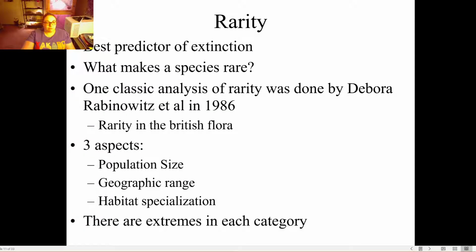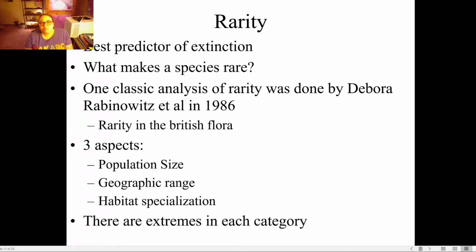When I said rarity, there's actually quite a bit that goes into determining how a species is rare. Now, rarity is really the best predictor of extinction. That's why when you go to the IUCN Red List, a lot of it has to do with the population size, how easily they're found. All of these things, rarity really comes into it the most.